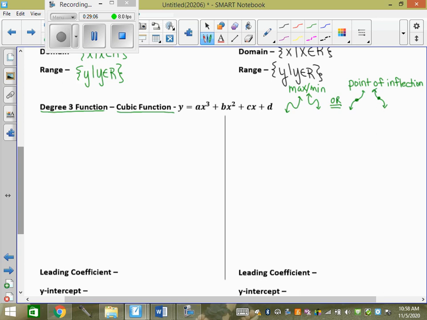But we still follow the same rules of positive leading coefficients and negative leading coefficients. So I'm going to give you an equation. I'm going to pick one that works, not made out of my head, because this may not work.